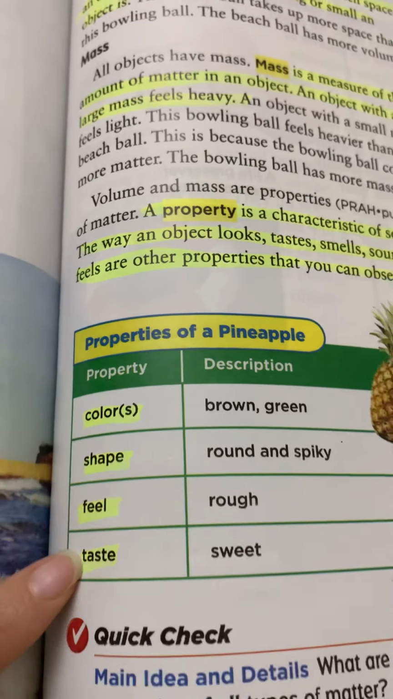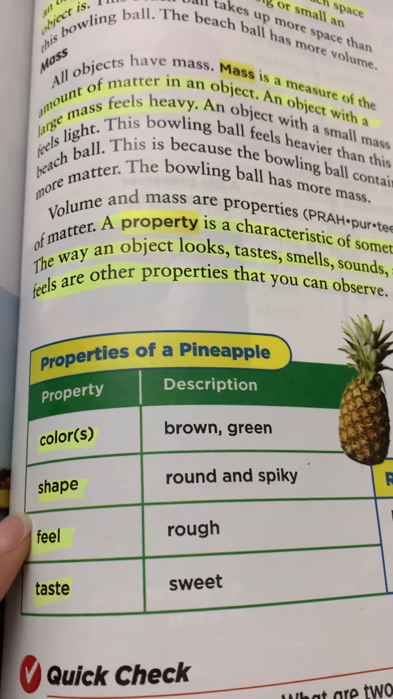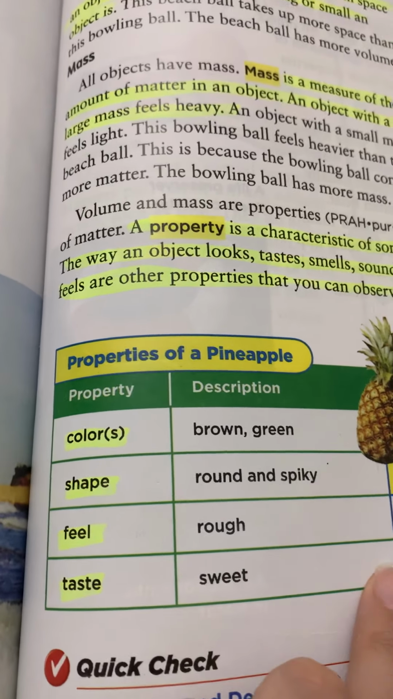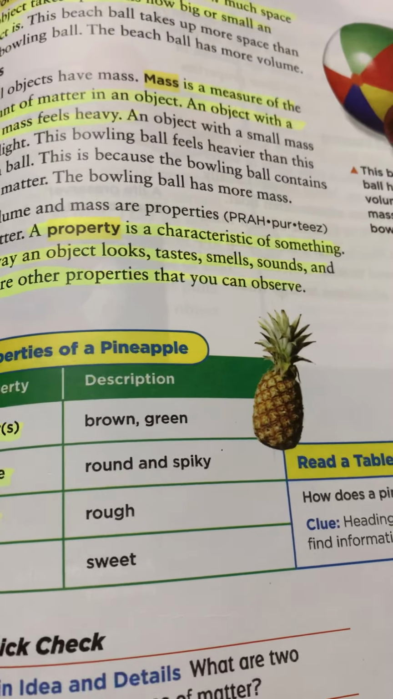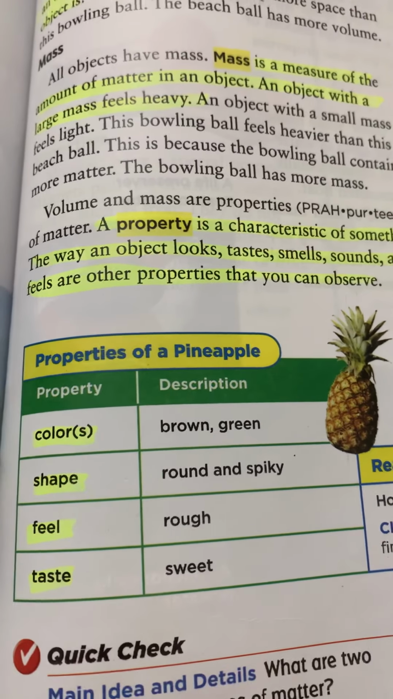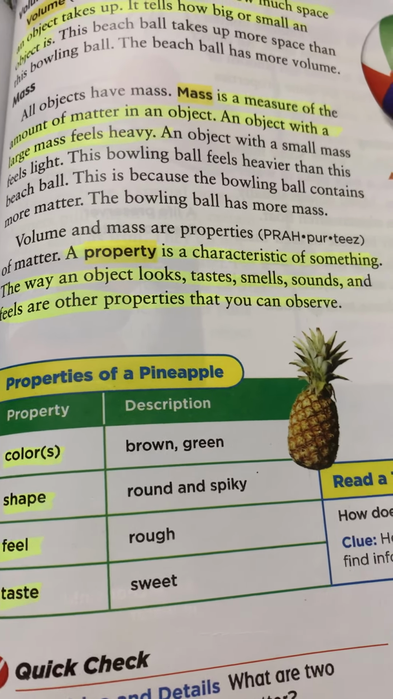Here are some properties in the below table. They talk about colors, about the shape, about how they feel, about the taste, for example, if I'm talking about a fruit or something like that. So matter around us have different properties. It means they have different characteristics. Let's go to page 366.